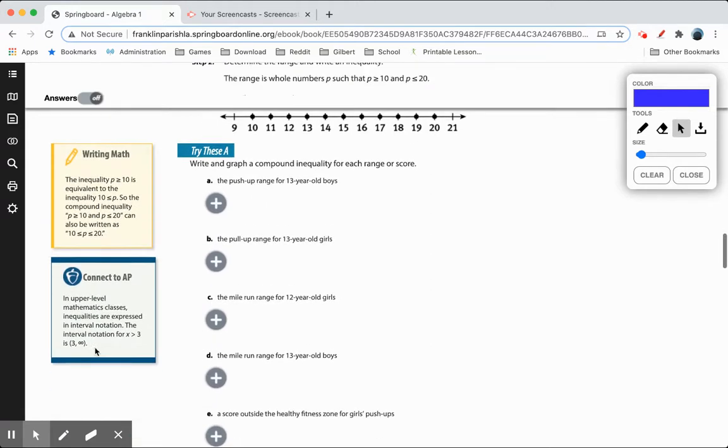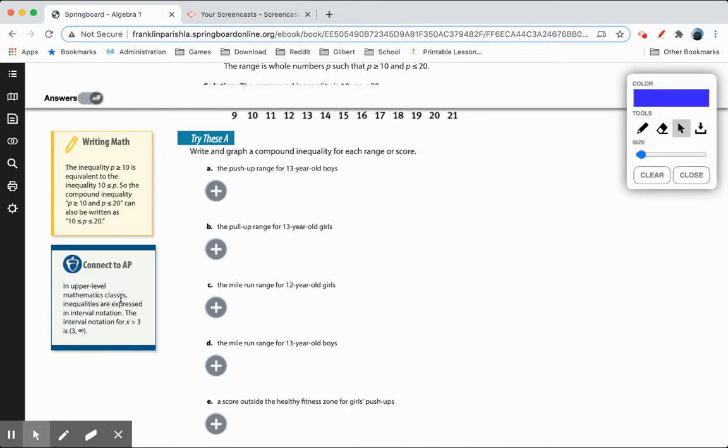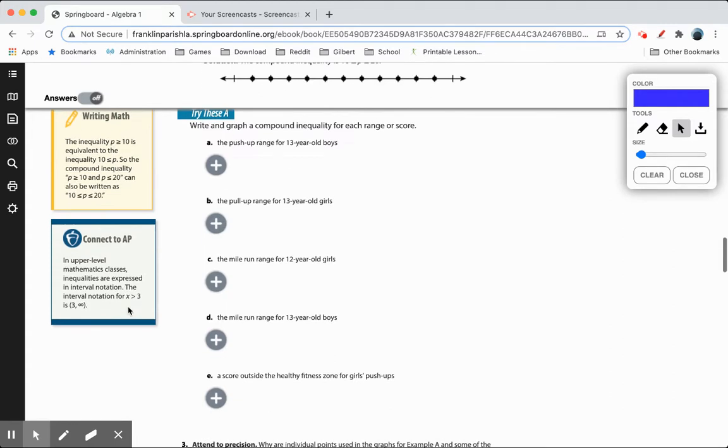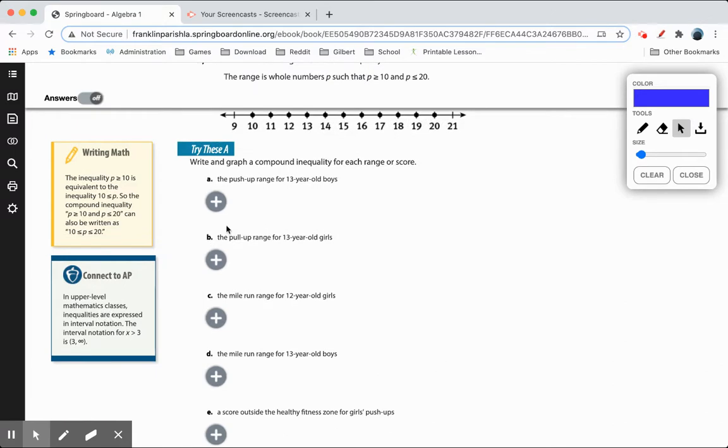Okay. In upper level mathematics classes, inequalities are expressed in the interval notation. So you don't really need the less than or greater than signs anymore in the upper level classes, because you can use parentheses as greater than or less than. You just say this goes from 3 to infinity. And if you're using the less than or equal to or greater than or equal to, you would use brackets. But again, that's for later on in your math, not right now.